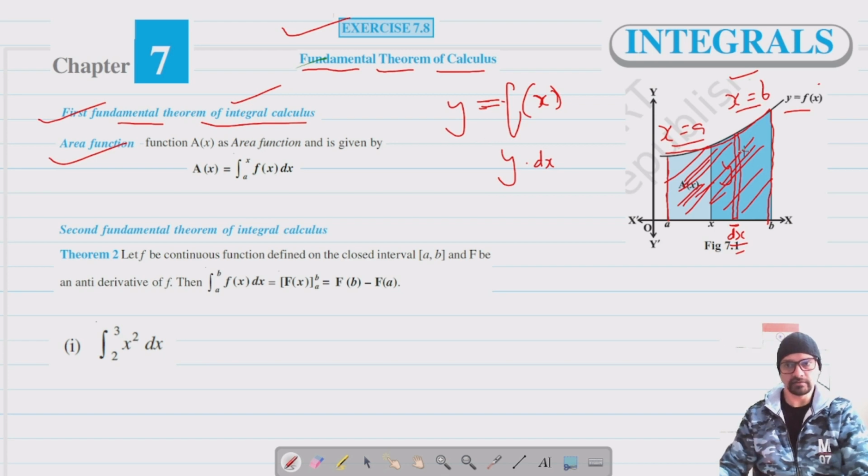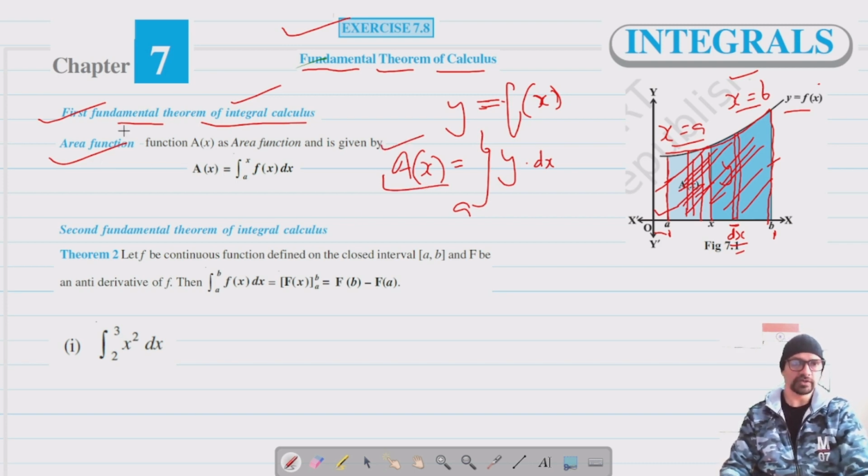And this area under this curve and these two lines is actually the sum of a large number of rectangular strips like this. These strips go from limit a to limit b. So we will integrate it with the limits a to b, and that will give us the area under this curve, which is called the area function. So that's how we use integral calculus as an area function to find the area under the curve and two ordinates x is equal to a and x is equal to b.